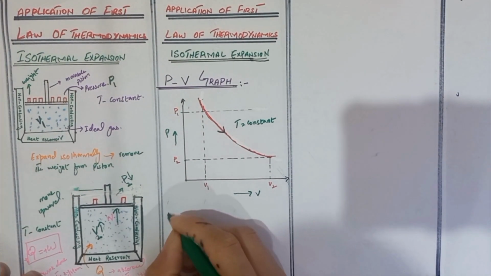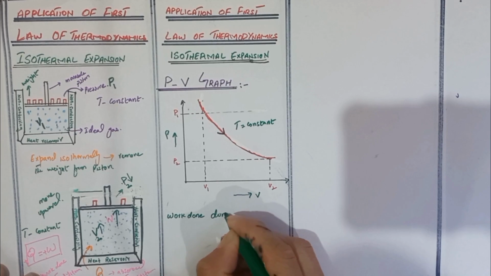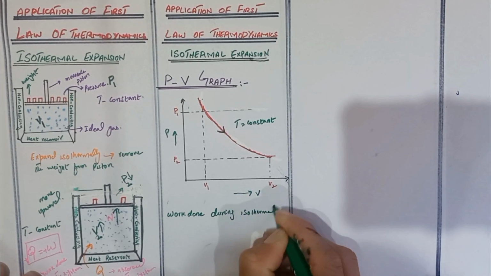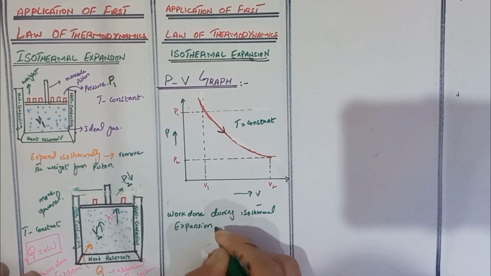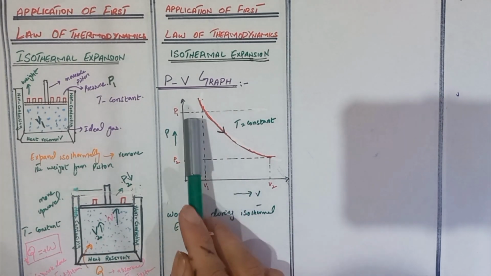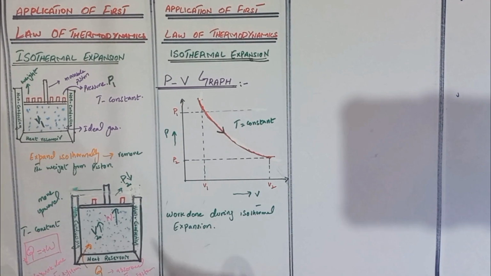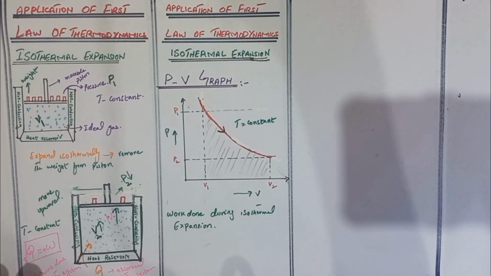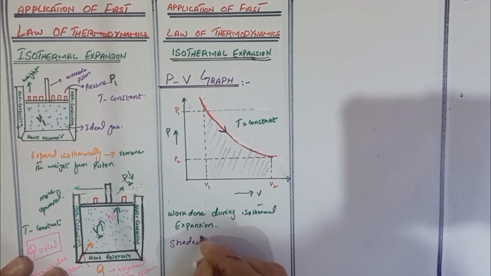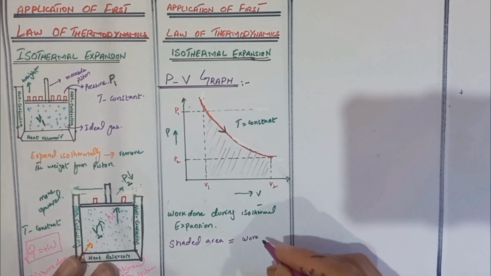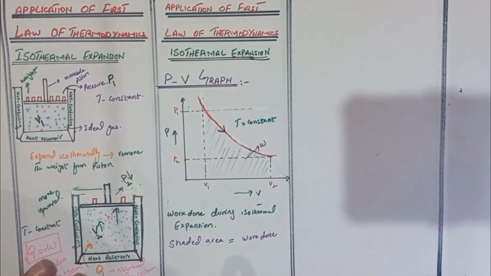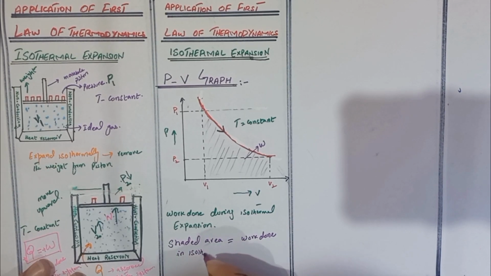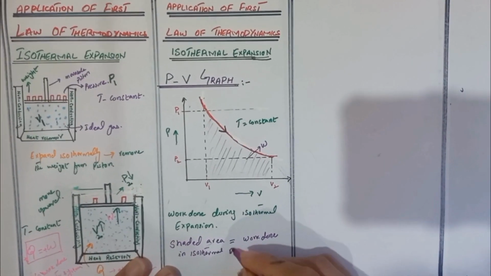Now we discuss the work done during isothermal expansion. We can show the work done during isothermal expansion by the PV graph. Here this shaded area under the curve is known as the work done of the isothermal expansion. This shaded area shows the work done in isothermal expansion.